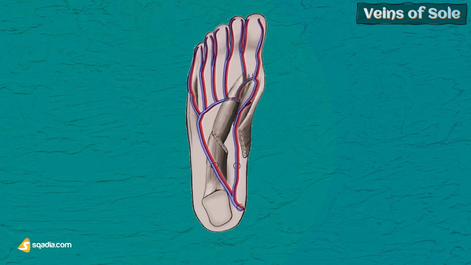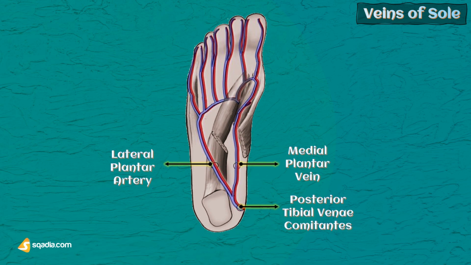Veins accompany the sole's arteries. You can see how closely connected the arteries and veins are by looking at this illustration. Medial and lateral plantar veins accompany the corresponding arteries. They unite behind the medial malleolus to form the posterior tibial vena comitans.